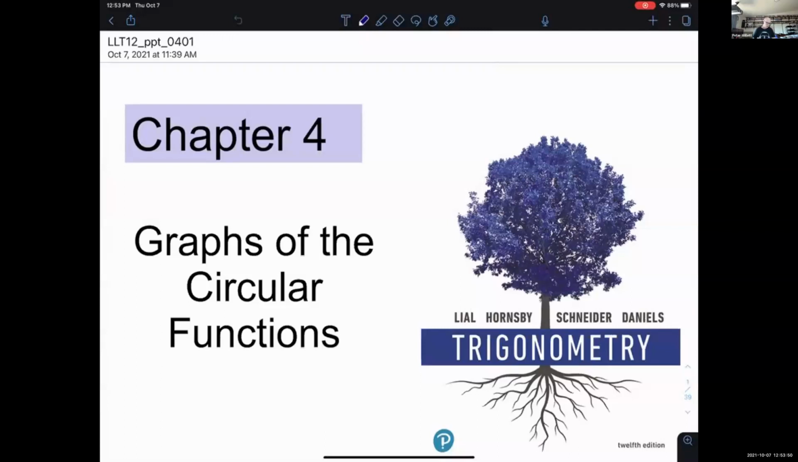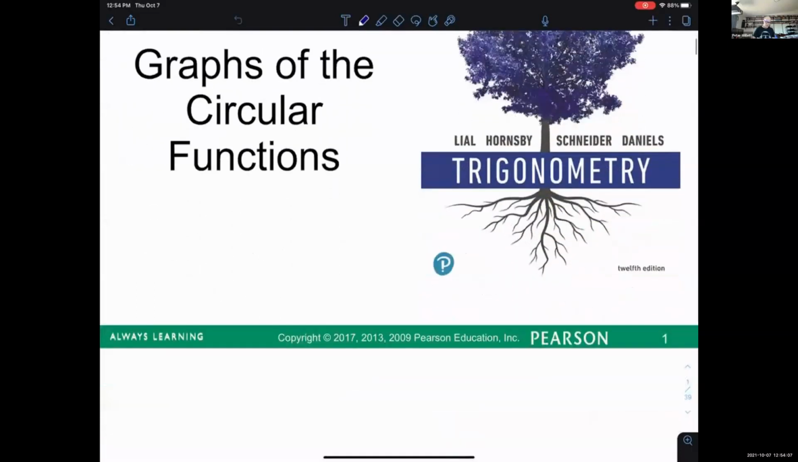Chapter 4, graphs of the circular functions. So now that we've been working with sine, cosine, tangent, etc., we want to now begin to look at what the graphs of those functions would look like if we plot their values.